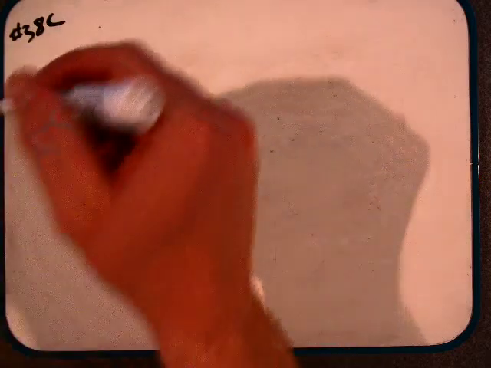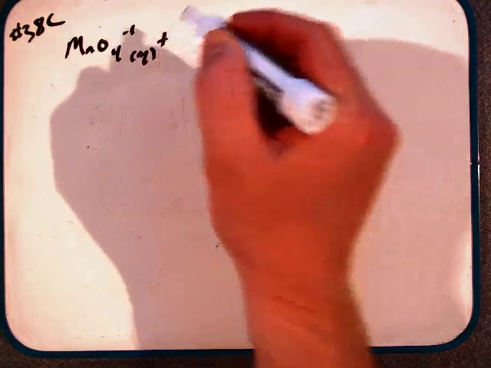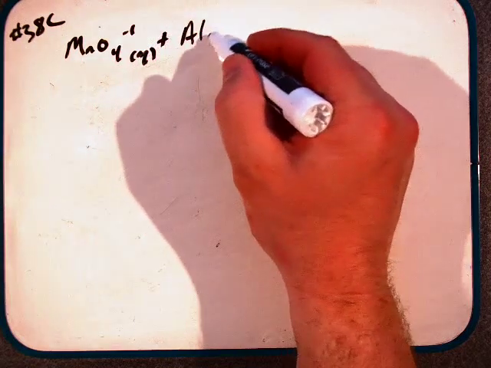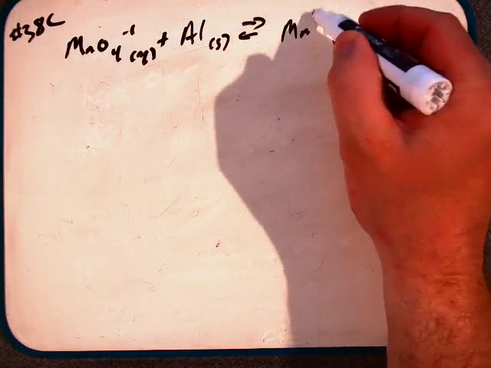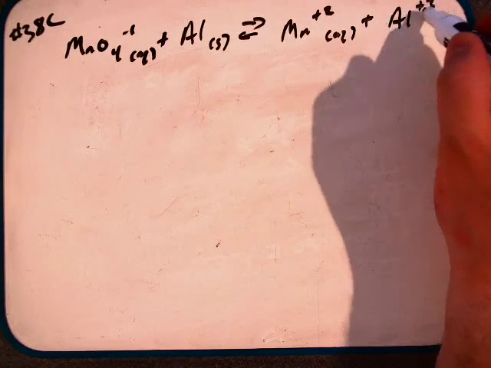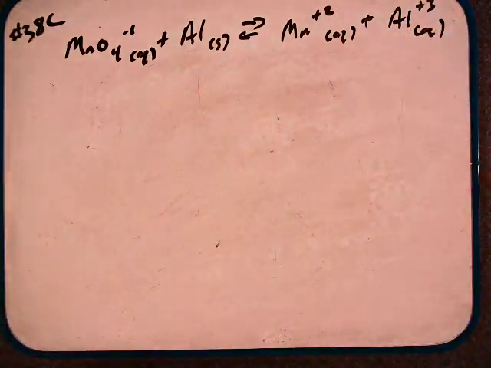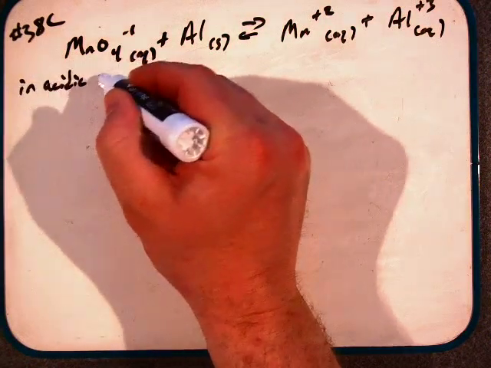This is number 38C in chapter 18. It's asking us to balance the following redox reaction that occurs in acidic solution. Part C involves manganate plus aluminum, which is in a redox equilibrium with manganese plus 2 and aluminum plus 3. And so we need to balance this process. This is in acidic solution.